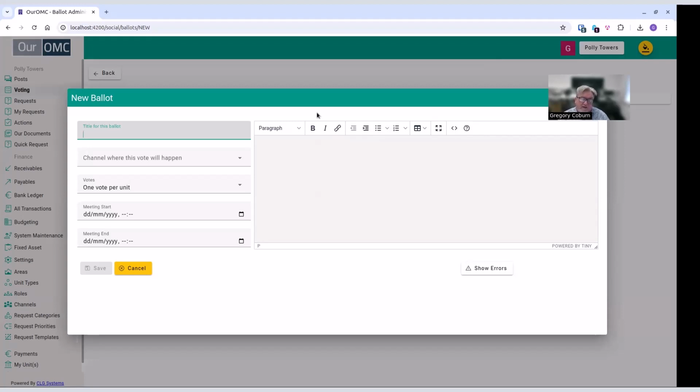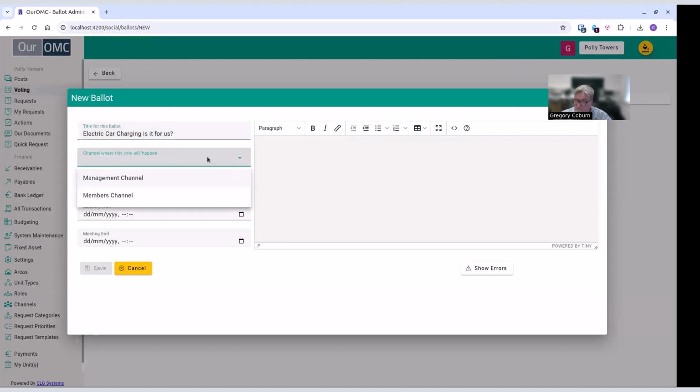So, create a new ballot. This ballot could be our AGM, or it could be a big decision that we need to make. So, hot topic at the moment is electric car charging. Is it for us? And where am I going to have the vote? If you saw our earlier video, you'll know about our channels. We can have channels for different areas, for different user groups, for residents, for members. This is going to be for the members.